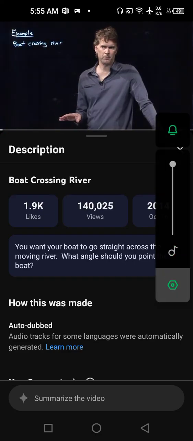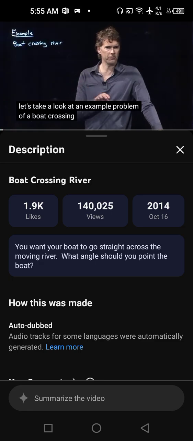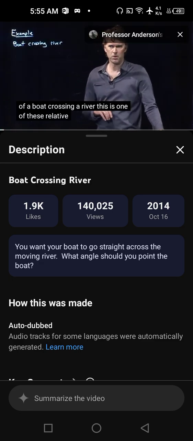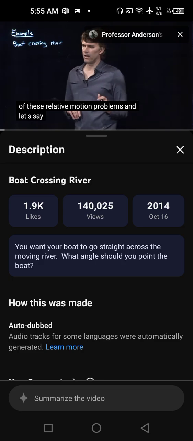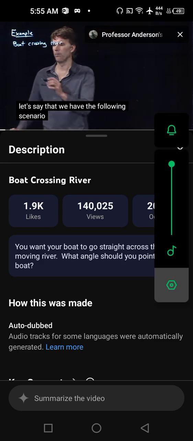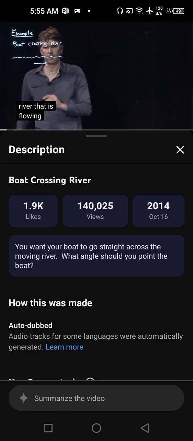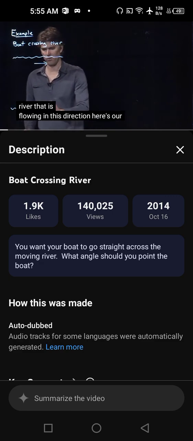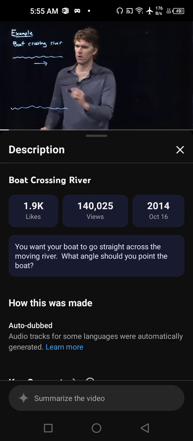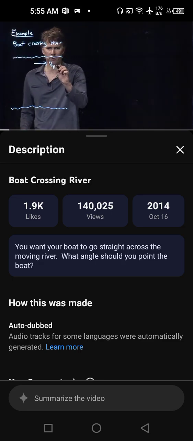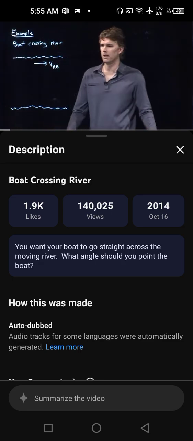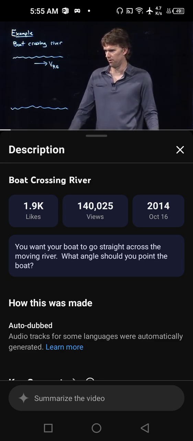Let's take a look at an example problem of a boat crossing a river. This is one of these relative motion problems. And let's say that we have the following scenario. We have a river that is flowing in this direction. Here's our river. And we'll call that speed of the river, VRE, speed of the river relative to the earth.